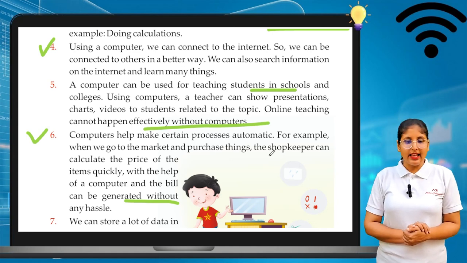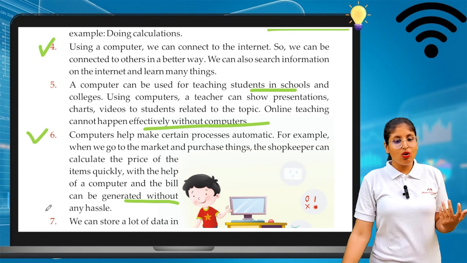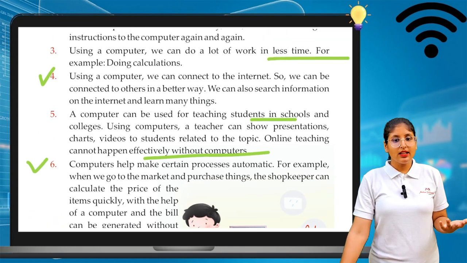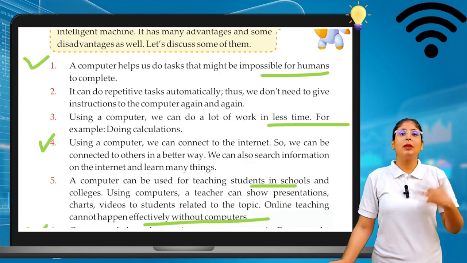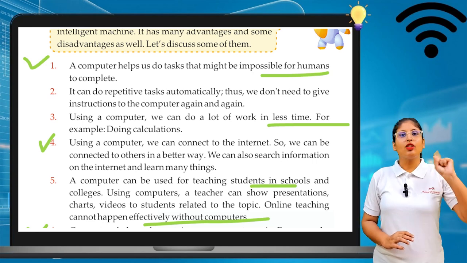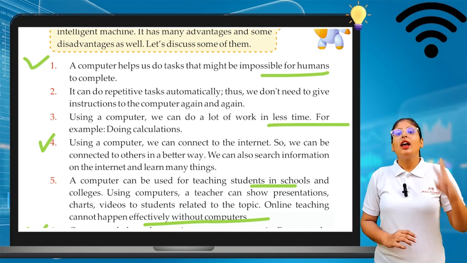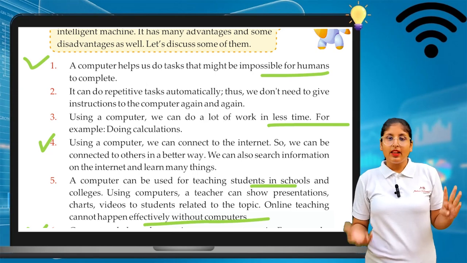Okay, next, we can store a lot of data in a computer, thus saving paper. So in the computer we can store lots of data. We don't want to waste any paper. So these are, my dear learners, some advantages of computer. Why is the computer beneficial to you? Because it performs so many tasks. They cannot get tired, they cannot have feelings, they can work endlessly. The work of a computer is accurate. Okay, so these are the things.